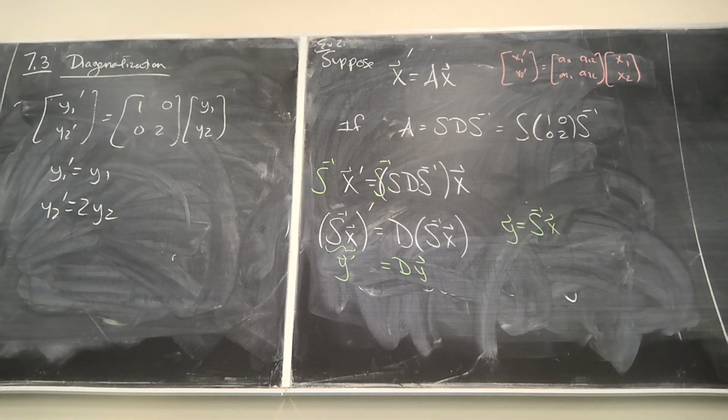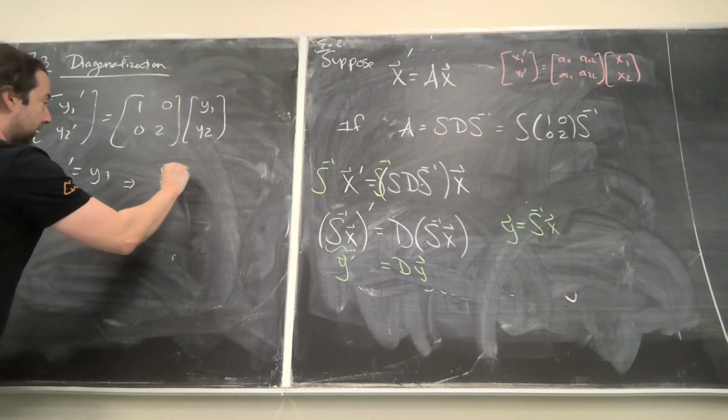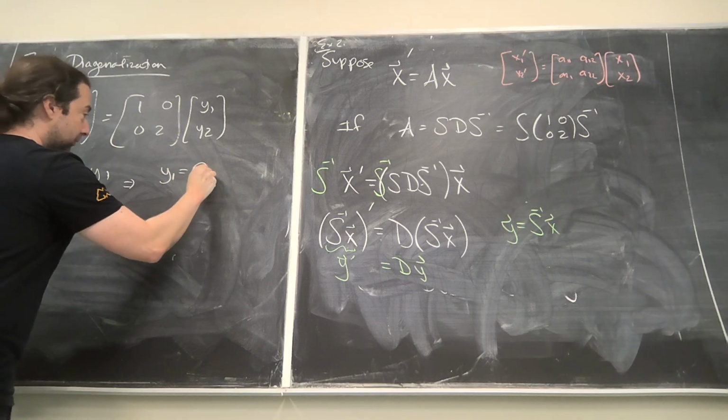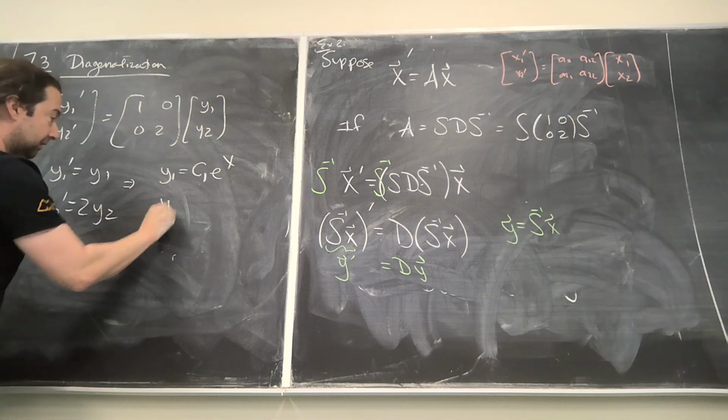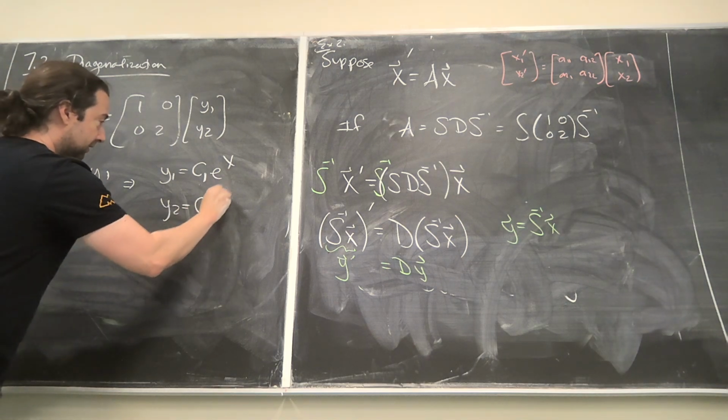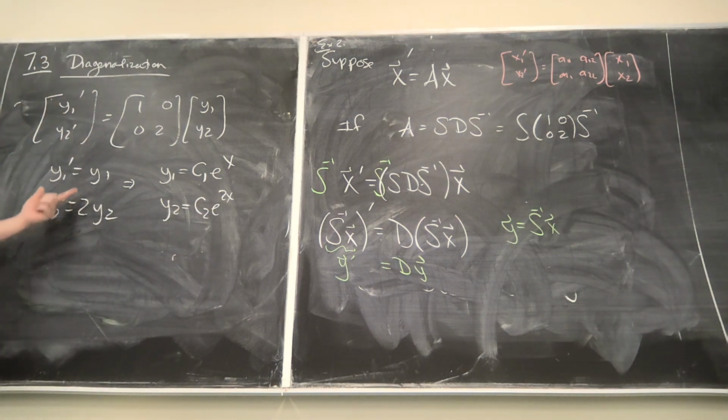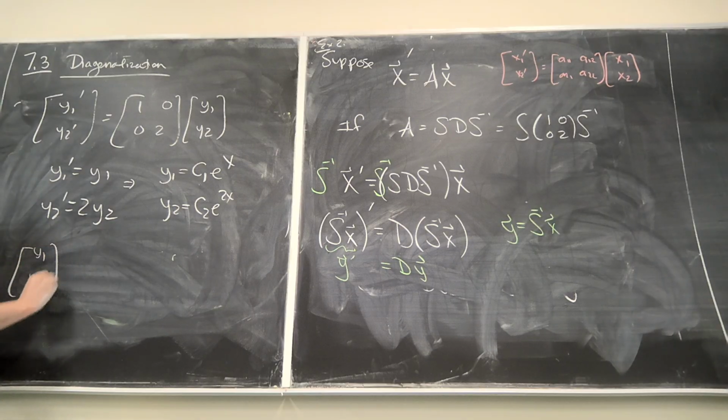either by observation or by using separation of variables, you could show that y1 is equal to c1 e to the x, and y2 is equal to c2 e to the 2x. These are not coupled anymore. You can use this stuff from chapter 1 to solve these equations. Okay, well that gives me the vector y1, y2.